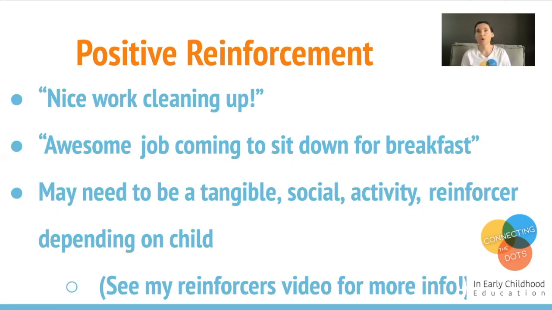For example, when they go to sit down at circle time, you may have to provide them with a stuffed animal. That's a transition toy for them. Or when they go and sit down at the breakfast table, you may have to sit them near preferred peers or preferred adults to reinforce that behavior. If you have more questions about positive reinforcement, you can look at my video all about reinforcers.